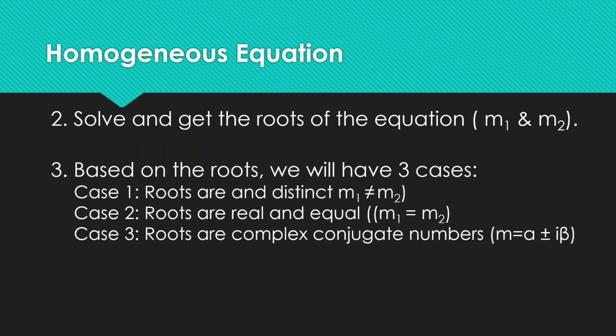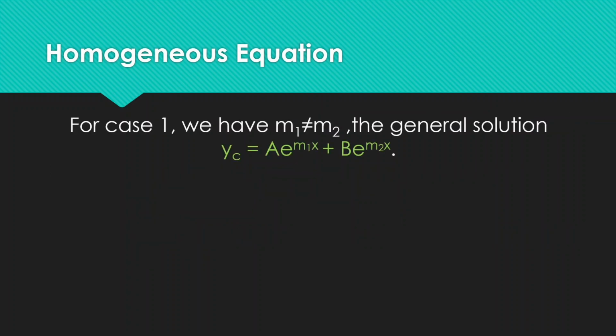There are three conditions. Case 1, roots are real and distinct, m1 not equal to m2. Case 2, roots are real and equal, m1 equal to m2. And case 3, roots are complex conjugate numbers, m equal to alpha plus minus i beta. For case 1, we have m1 not equal to m2. The general solution is yc equal to ae^(m1x) plus be^(m2x).